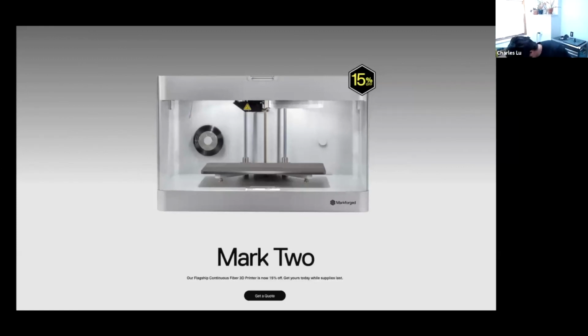Actually, I have a build plate here under my desk. Well, I have a whole Mark II under my desk here. This is the size of the build plate. It's 12 by 5 by 6.